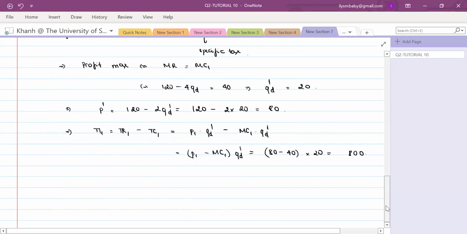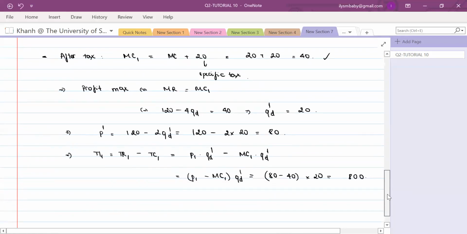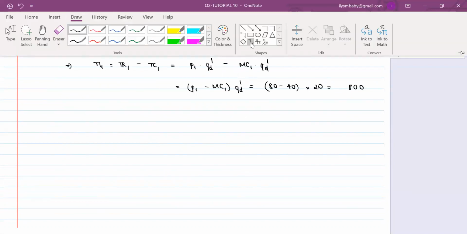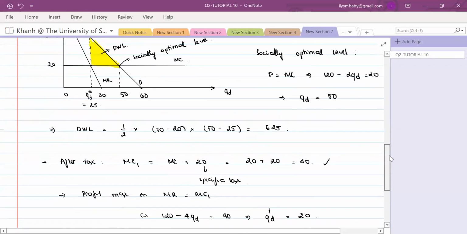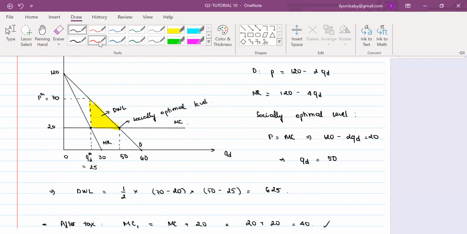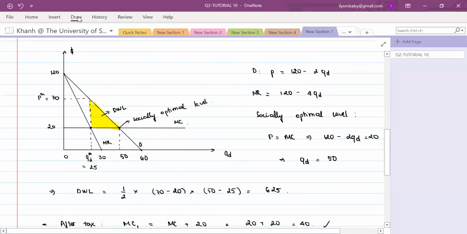So what is going to be the deadweight loss for the economy? I'll quickly have another diagram. Maybe I'll just use the original one. So instead of having the marginal cost originally there, now I'm going to use a red line to indicate the new marginal cost curve. So I will just say it's somewhere here. Now the scale is not very precise, but it doesn't matter. So I got 40 over here, and this is the new marginal cost MC1.